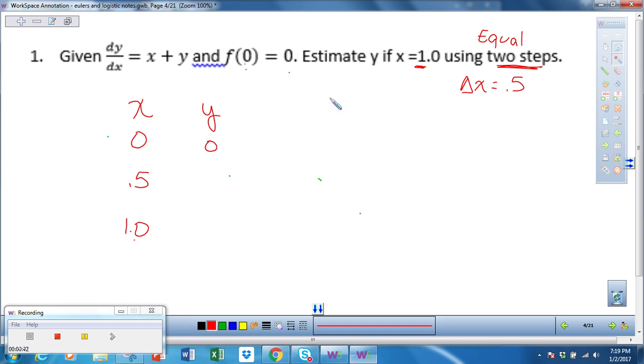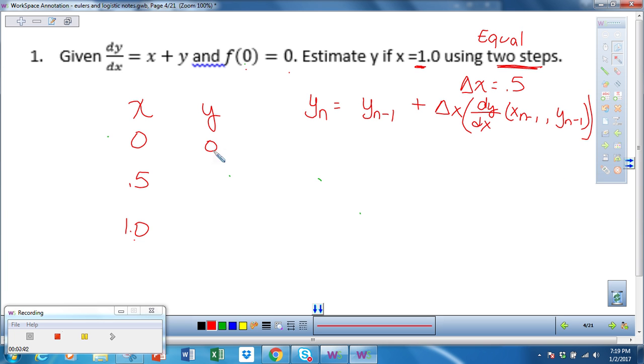Okay? Now the formula says that to get my y value, I start with my previous y value plus delta x, and I evaluate the function, I evaluate the derivative using previous x and previous y. Okay?